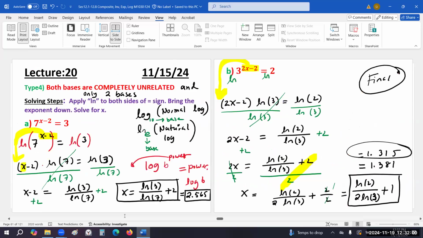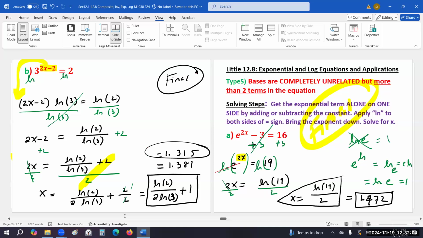And you say you only want us to use natural log, right? Because whenever we have E, we must use natural log. So I want you to have the same habit of using natural log for every case.